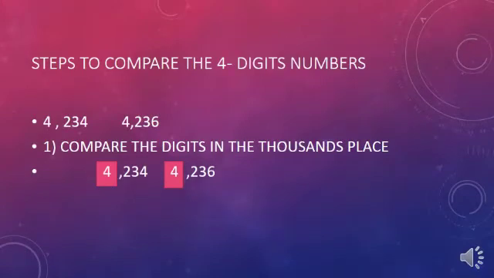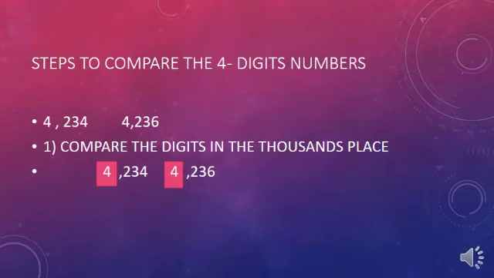So let's go. There are some steps to compare 4-digit numbers, so we'll go step by step. I took one example, 4234, and another number, 4236. The first step is to compare the digit in the thousands place. We always start from the thousands place. So check which number is on the thousands place.